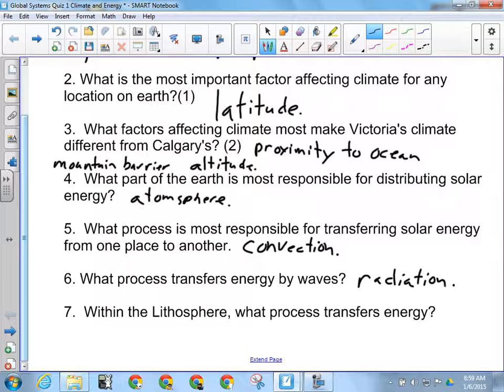And within the lithosphere, what process transfers energy? The lithosphere is solid, and we've named 2 out of the 3 already. Conduction. All right, it's out of 11. Give them a mark out of 11. Let them see it. Put it in the box, please. Then take out your notes package to lesson 4 from this unit.